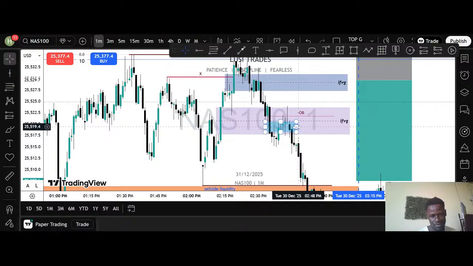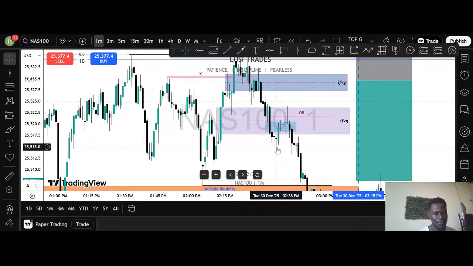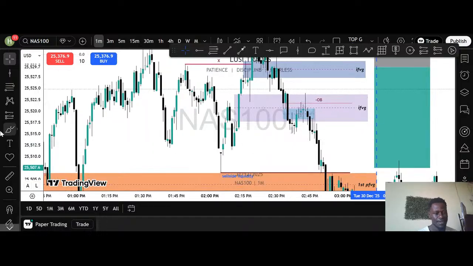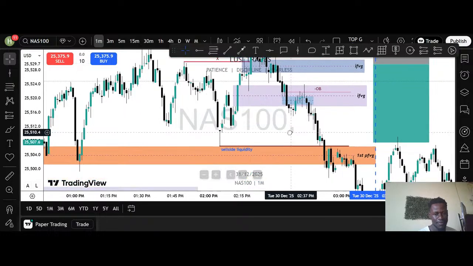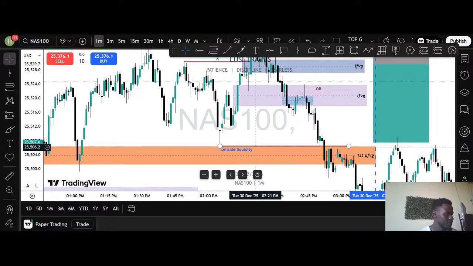As it was doing this, I was saying I want to see some large candles trade below this low and target this sell side liquidity, which was slightly above the first presented fair value gap.